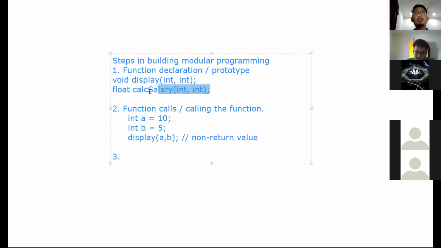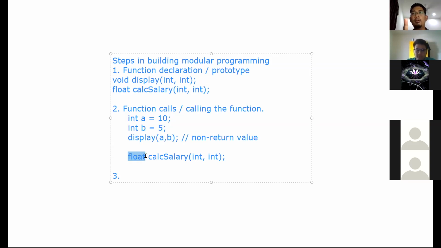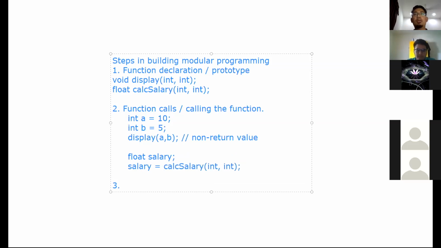And for the float calculate salary here, I give you a direct, very easy way to call this function. You copy this one and paste it here. Do you notice here there is float? Float means that you need to have one float variable, and the value from calculate salary will be stored in this data type. So here, float, you must declare another variable. Let's say I give here a salary: float salary equal to calculate salary.